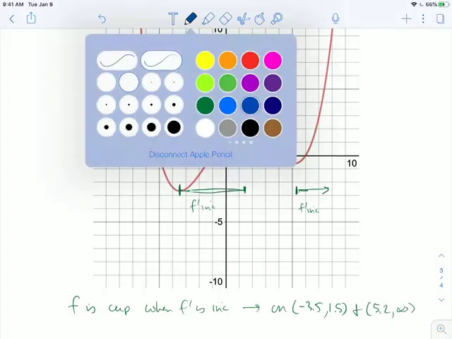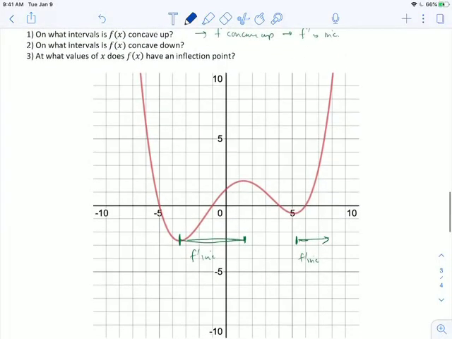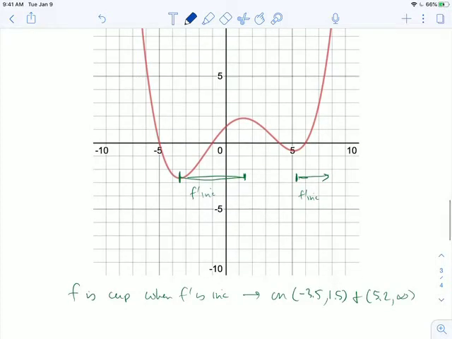Change the color here to answer question 2. On what intervals is the function concave down? We want to remember that f is concave down when the derivative is decreasing. So while this was our answer to question 1, for question 2, f is concave down, and I use CDN as an abbreviation for concave down, when f prime is decreasing.